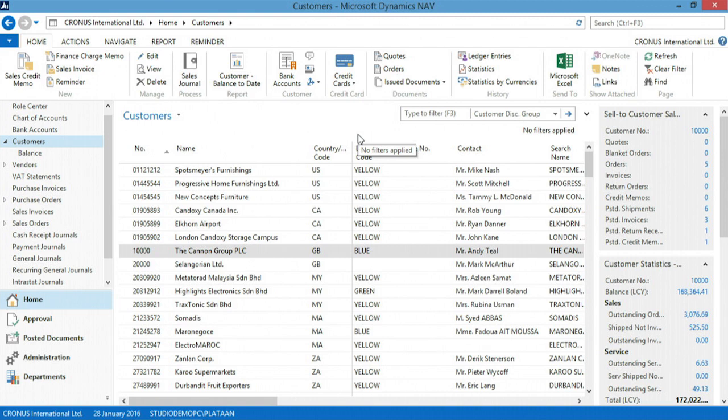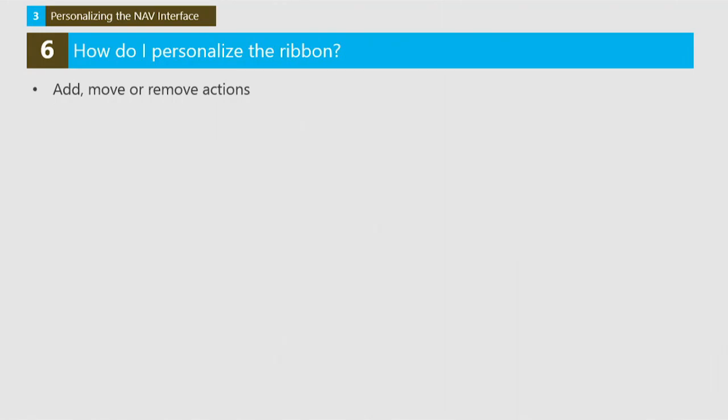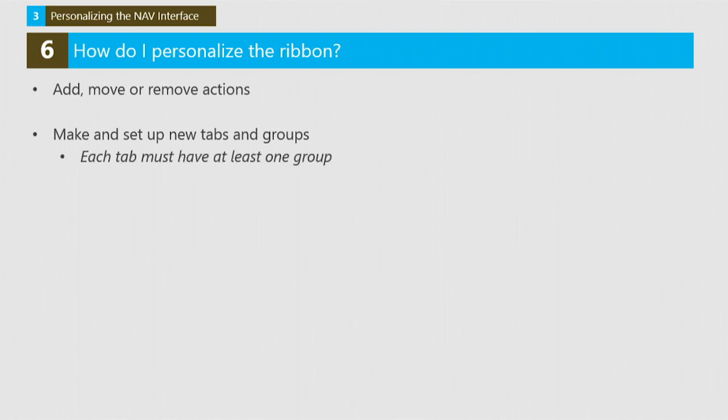So these are a couple of very simple features that you can use when customizing the ribbon. What I've shown you is that we can very easily add, move, or remove actions, but you can do the same with groups, you can do the same with tabs, so you can personalize your ribbon the way you want. So I also showed you how to set up new tabs, new groups. And I also explained that each tab must have at least one group, and that each group must have at least one action.